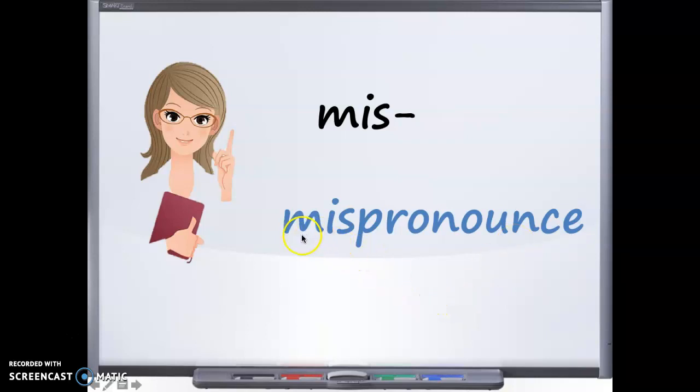So the prefix mis means wrong. So when somebody says, "Hey, you mispronounced my last name," which is very common for me, it means they did not say your name correctly, or they said it wrong.